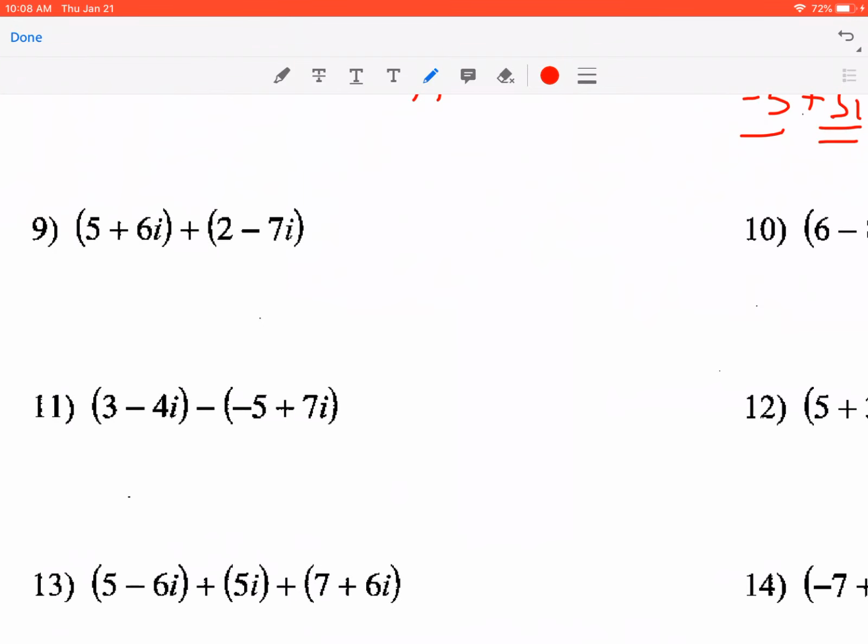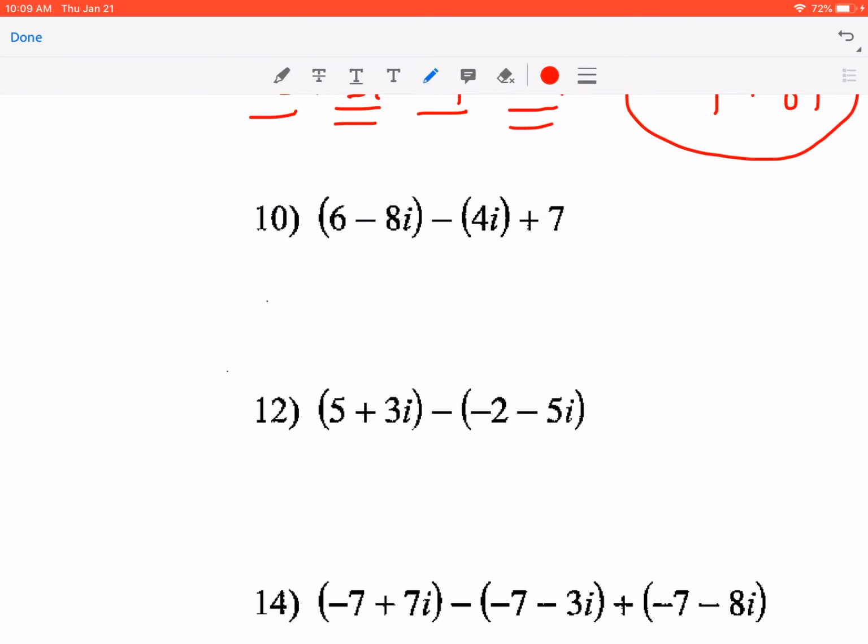Okay, no change. Since there's a plus here, no change. Do real numbers first. 5 plus 2 is 7. 6i and a minus 7i. That should be minus 1i. If you don't want to put the 1 in front of it, that's fine, just like that. 7 minus i. That's the best you can do.